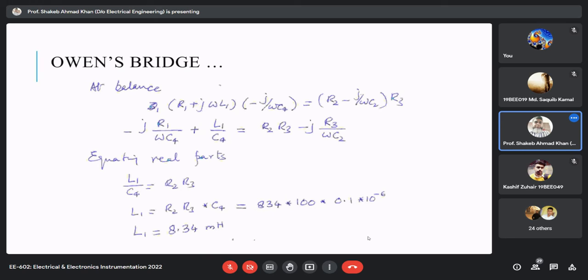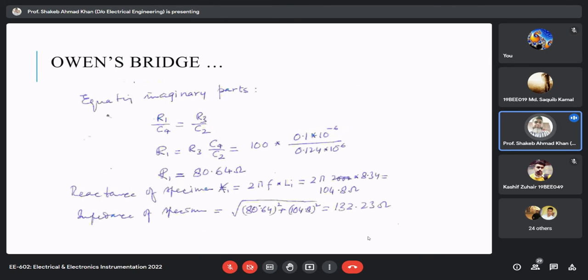How much did you say the inductance was? 0.834 Henry. 8.34 milli Henry is coming. 0.00834, check it. And yes. Resistance 80.64 ohm and your impedance is coming out to be 132.23 ohm.